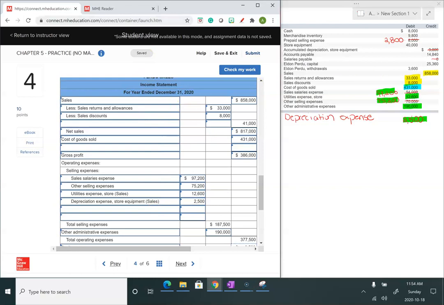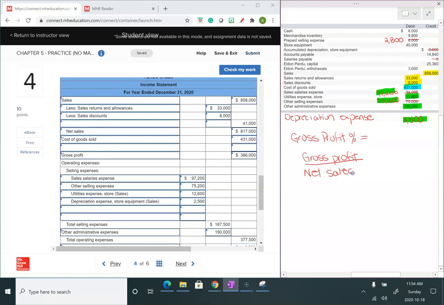So all I need to do, when you're calculating gross profit, just a reminder, the gross profit percentage, or sometimes we call this the gross margin percentage as well, is take your gross profit and divide that by your net sales. So in this case, our gross profit for 2020 is 386, and divide that by your net sales of 817. So I'm just taking that straight off of my income statement.